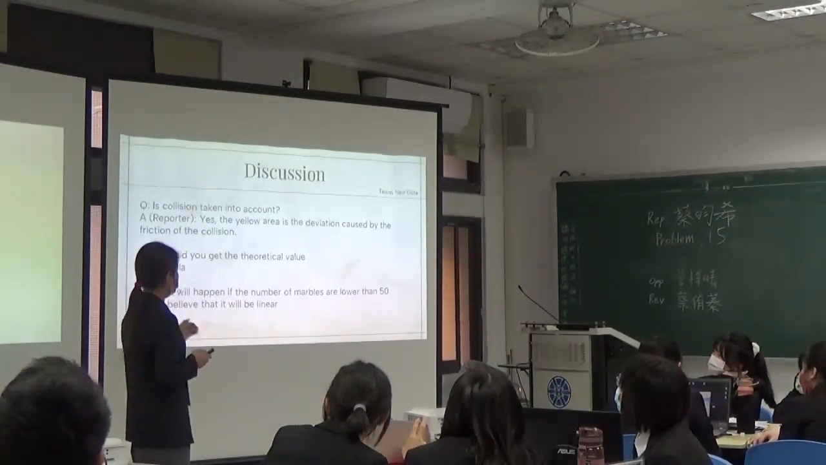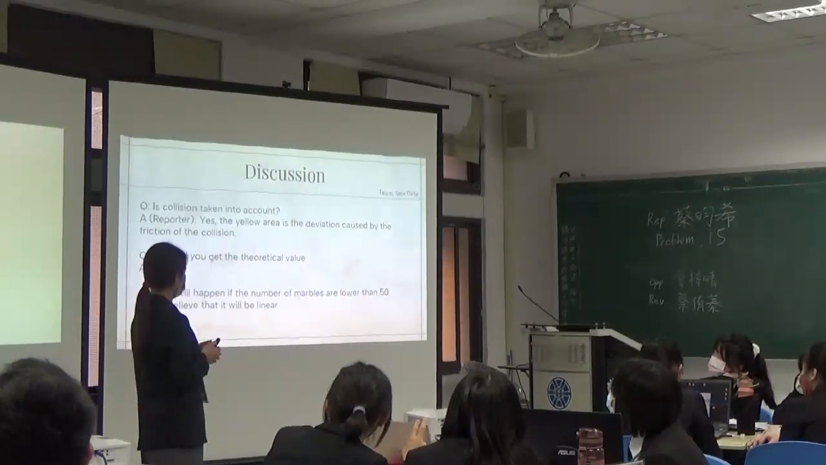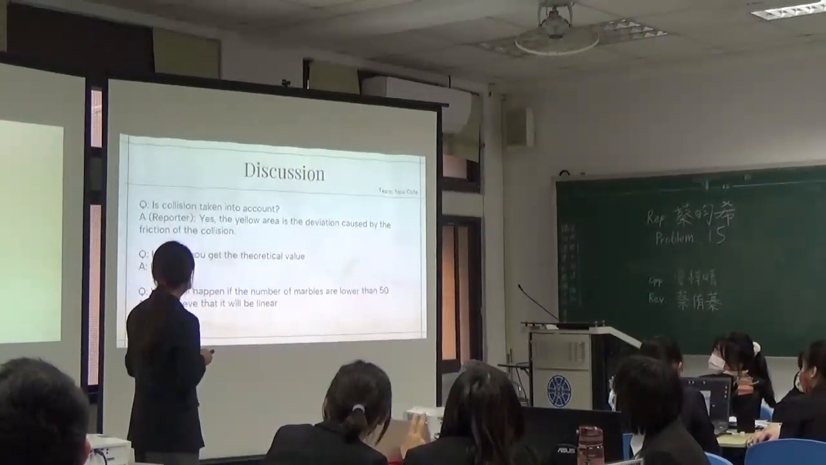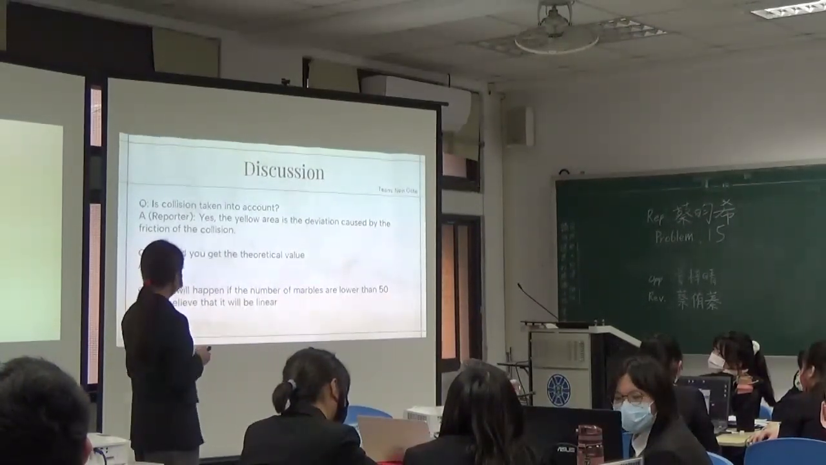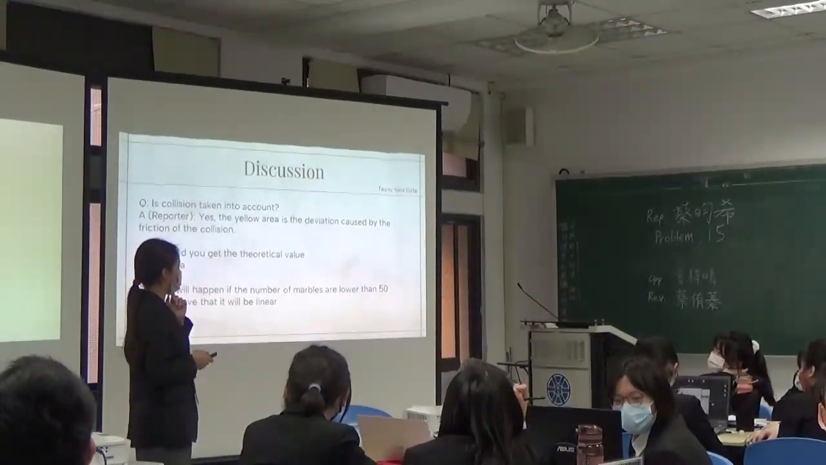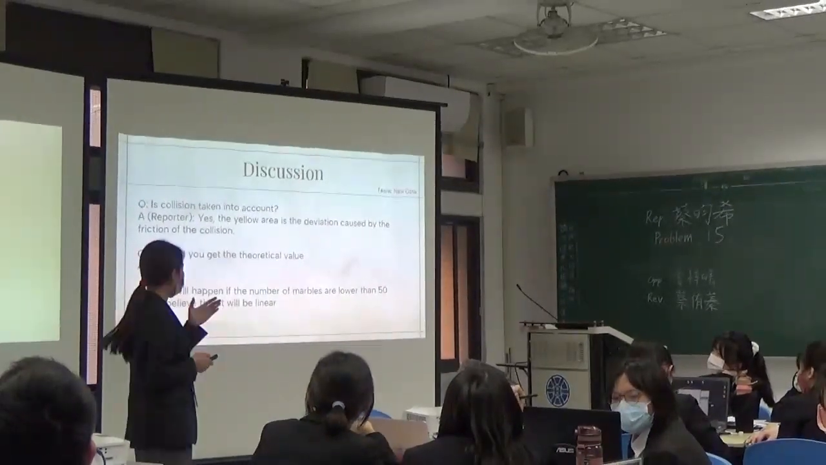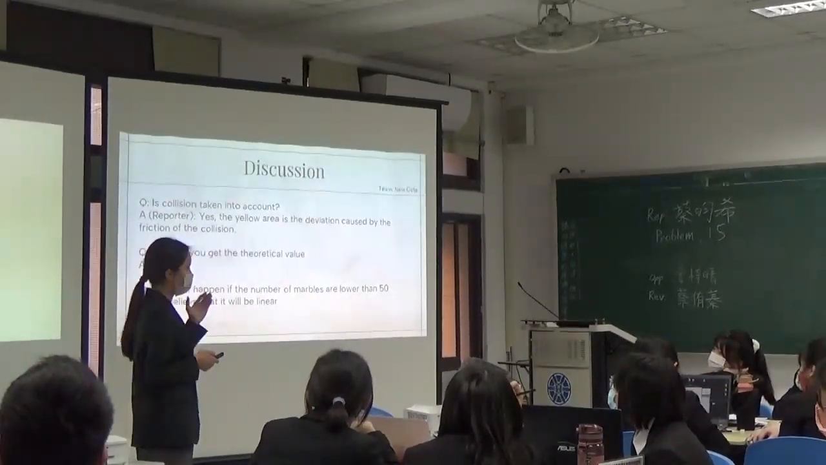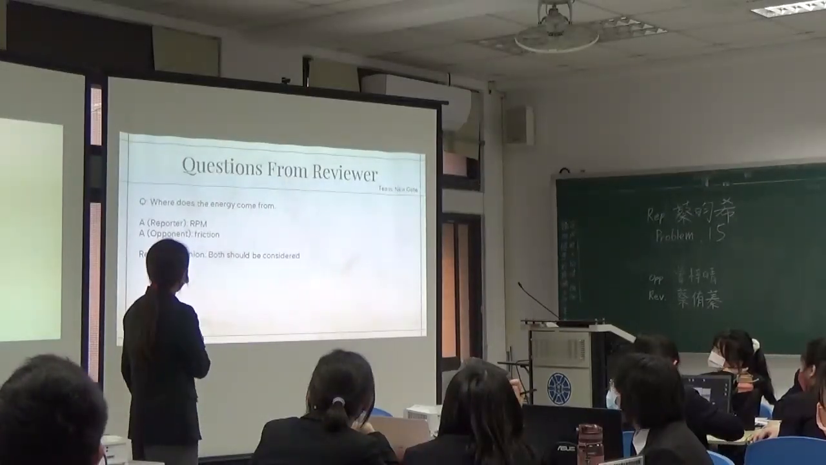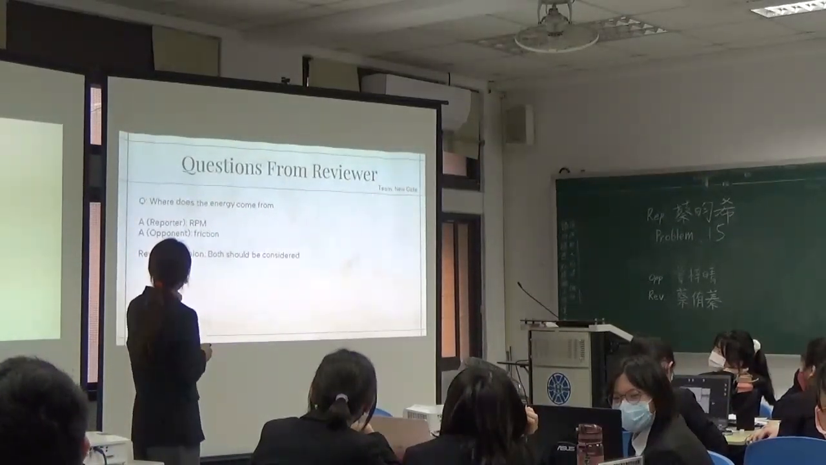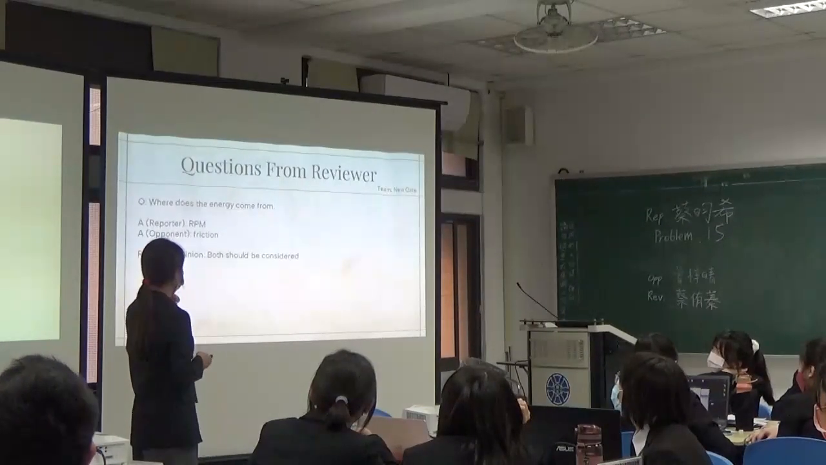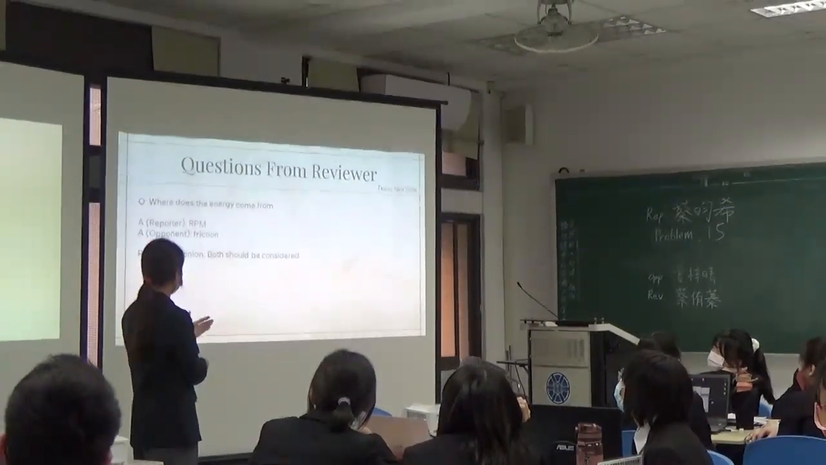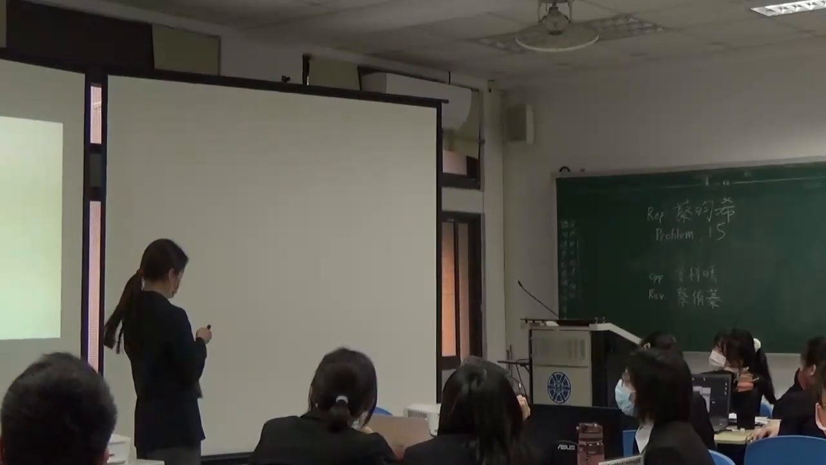Is collision taken into account? Yes, the yellow area is a deviation caused by the friction and the collision. How did you get a theoretical volume? By formula. What will happen if the number of marbles is over 50? They believe the phenomenon will be linear. Questions for the reviewer: where does the energy come from? The reporter stated it's from RPM, and the opponent stated it's from friction. Our opinion is that both should be considered.